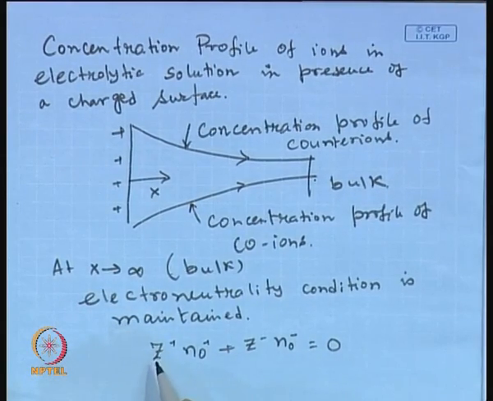where Z plus is the valency of the positively charged ion, Z minus is the valency of the negatively charged ion, and N0 plus is the concentration of positively charged ions, and this is expressed as number concentration. That means the number of such ions per unit volume of solution. So, number per meter cube.